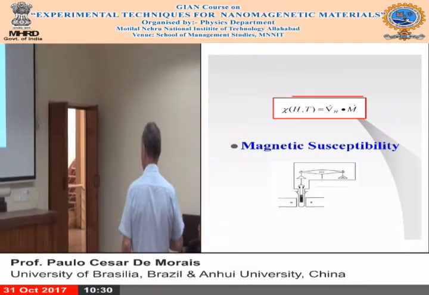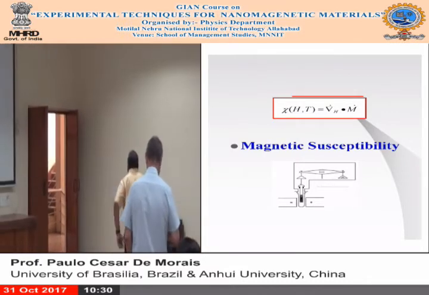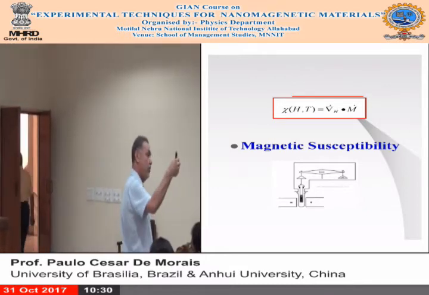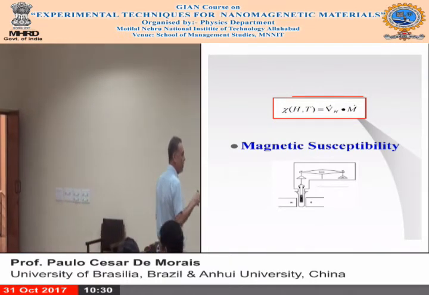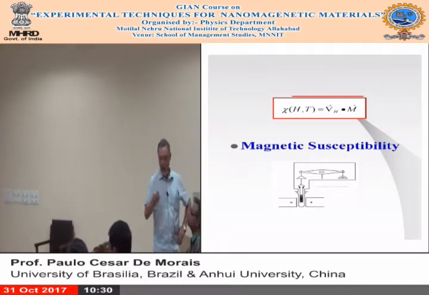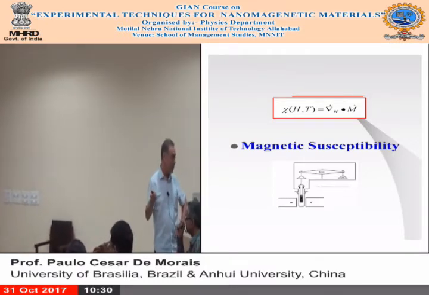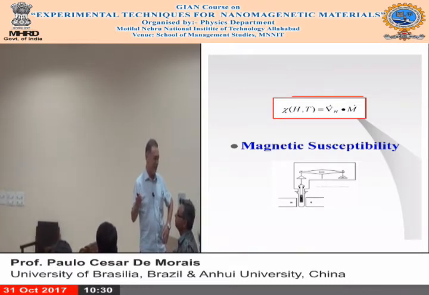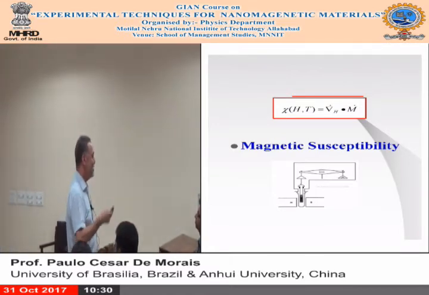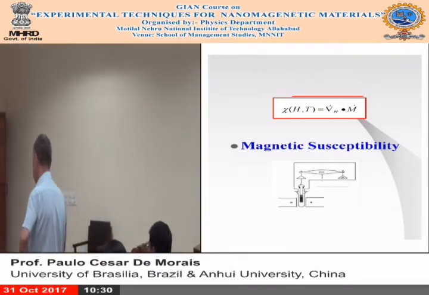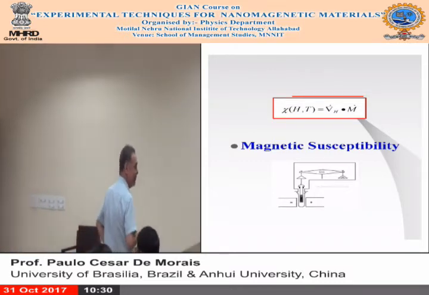So this drawing is actually a little bit off from reality, because in all these balance techniques, you are measuring some force, and your sample needs to be in a region where there is a gradient of magnetic field. If you look at the drawing, the poles here are flat. Flat poles give you a uniform magnetic field, so it's a mistake in this drawing. But you can see the sample is right there, and the sample is connected to a scale or a balance, whatever word you like better.